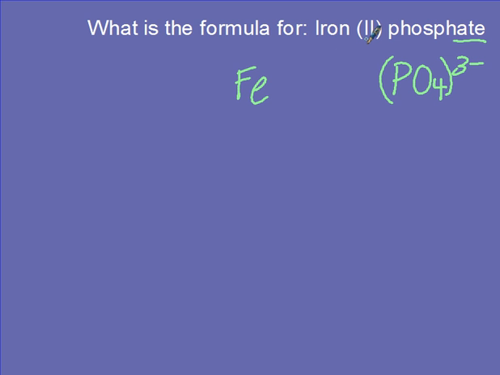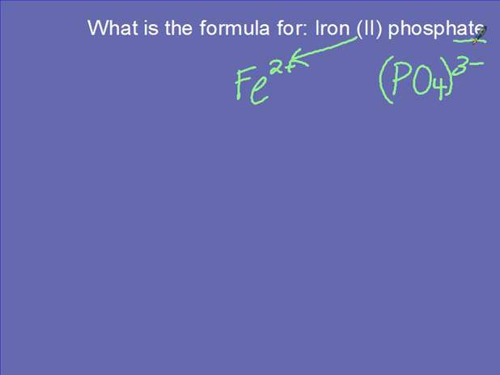And this Roman numeral here tells you it's 2 plus. This is an iron ion. This is an iron that has a 2 plus charge on it in this compound. Again, that's told by the Roman numeral. The Roman numeral does not tell you how many irons are in your compound. Never. It tells you the charge of that element. Phosphate you have to memorize. You have to memorize its charge.